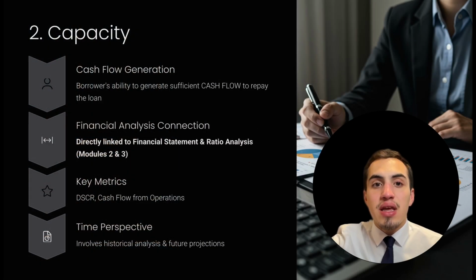Second is capacity. This is arguably the most critical C. It represents the borrower's ability to generate enough cash flow to actually make the loan payments. This ties directly back to our analysis in Module 2 and 3. The cash flow statement, and particularly the ratios like the debt service coverage ratio, the DSCR, we calculated for Omaha Manufacturing Inc., are essential tools for assessing capacity. It involves looking at past performance and often projecting future cash generation.